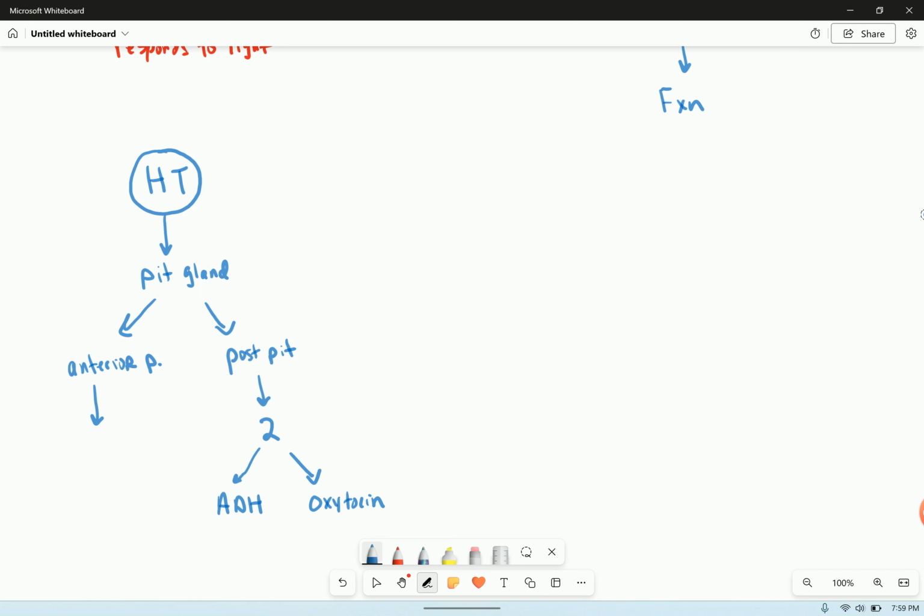Okay, and then the anterior pituitary releases many more. All right, we'll get into those in a little bit.